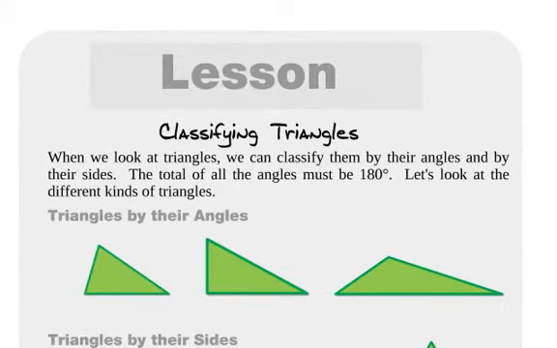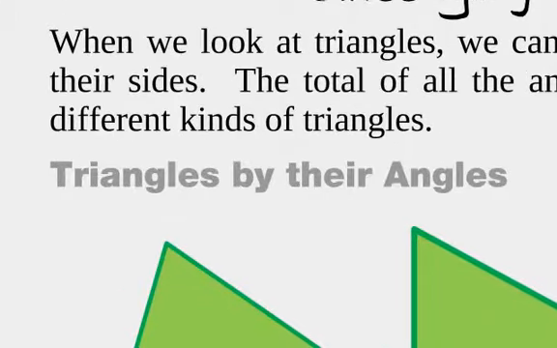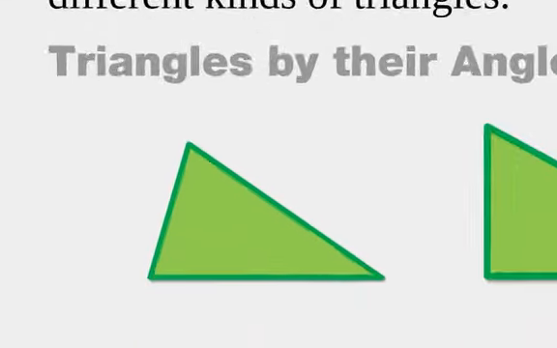Alright, so this is what we're going to do today. We're going to talk about classifying triangles. If you don't remember this, all the angles in a triangle must add up to 180 degrees. That's just standard. There are 3 angles and they must add up to 180 degrees. So let's start off by classifying triangles by their angles.